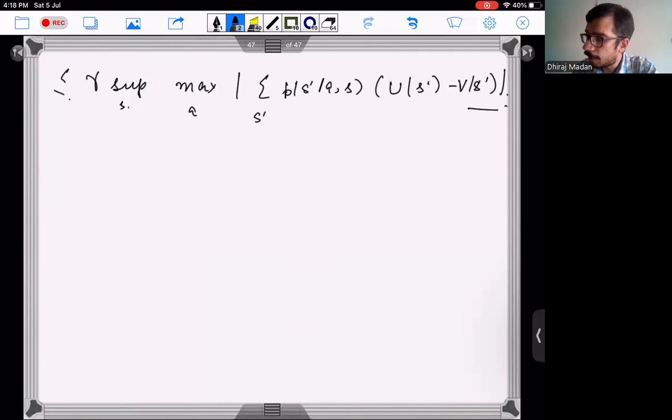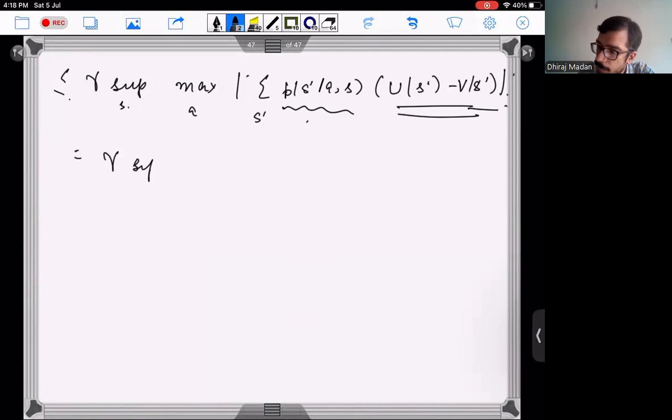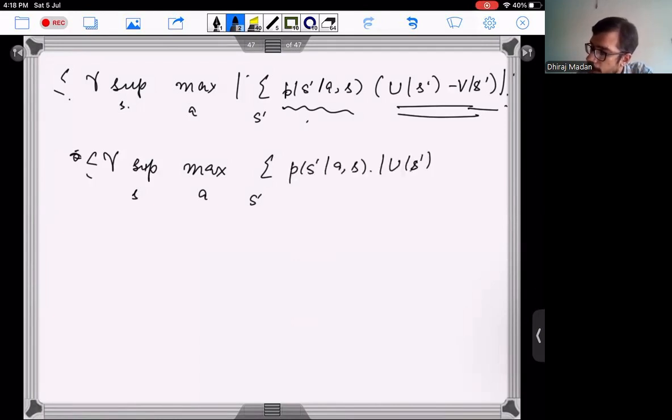And now I can rewrite this since p of s prime given s, a, right? So all these terms are non-negative. And essentially now what I can do is apply the triangle inequality, right? So what I have over here is the absolute value of a sum, which is less than or equal to the sum of the absolute values. And also p of s prime given s, a is non-negative, so the absolute value of that is always the same as p of s prime given s, a. So applying the triangle inequality, I can rewrite it as p of s prime given s, a times the absolute value of u of s prime minus v of s prime.